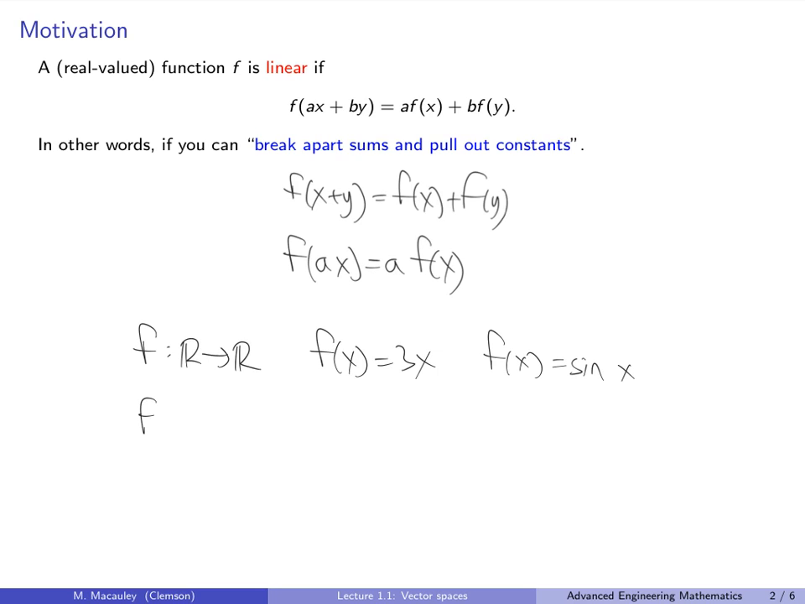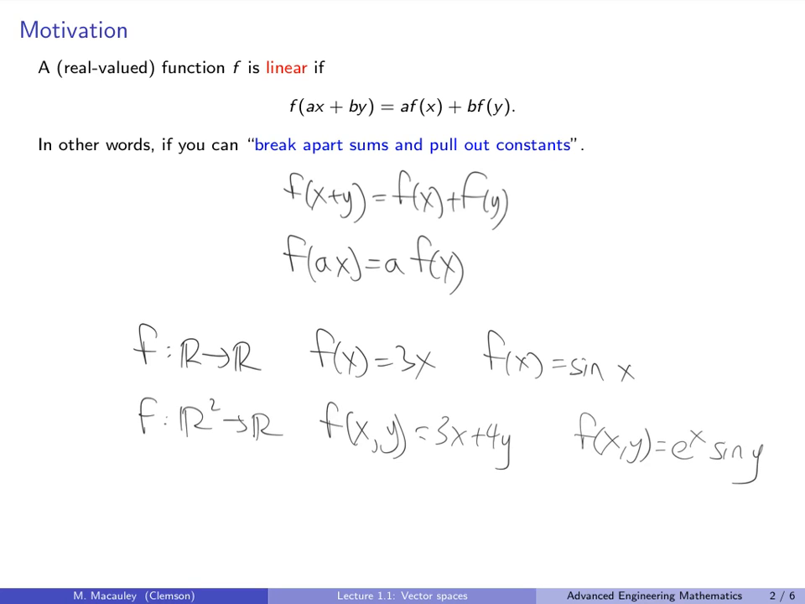Or f could be a function from, say, R2 to R. And that just means that the input is a two-dimensional vector. We usually write it as f of x, y, and 3x plus 4y is an example of a linear function from R2 to R. Or a nonlinear example is e to the x sine of y. Now, these are all real-valued functions because their outputs are real numbers.